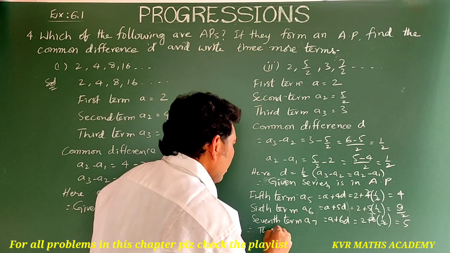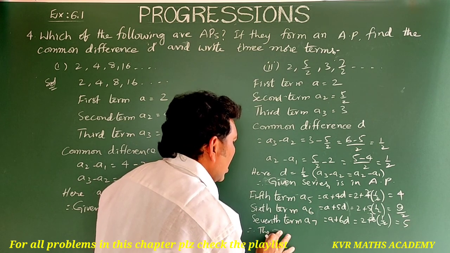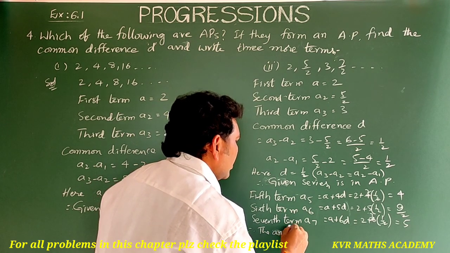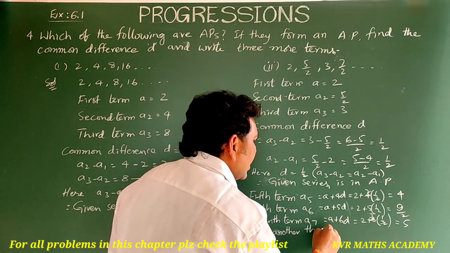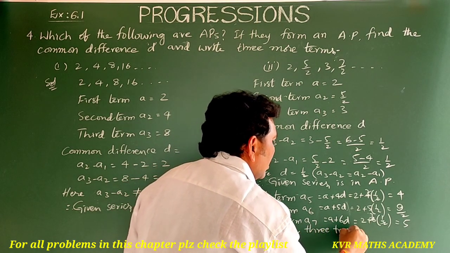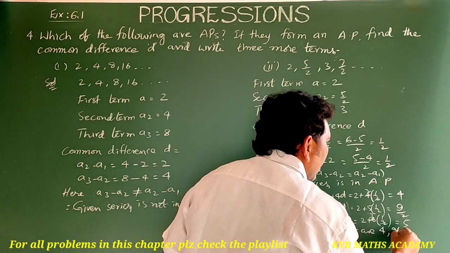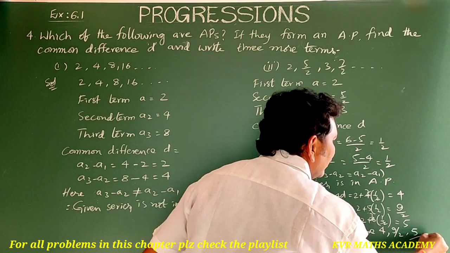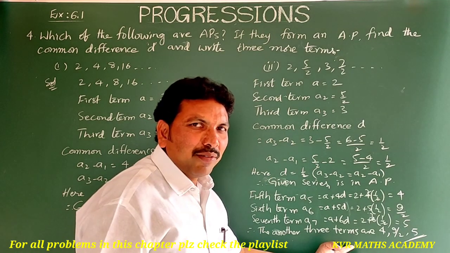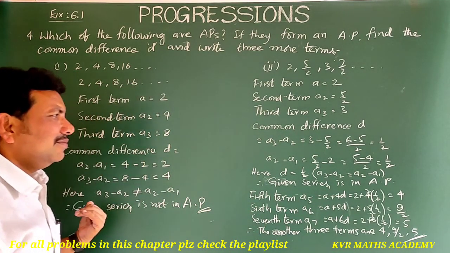Therefore, the another three terms are 4, 9 by 2, 5. Have you understood this? Note it down.